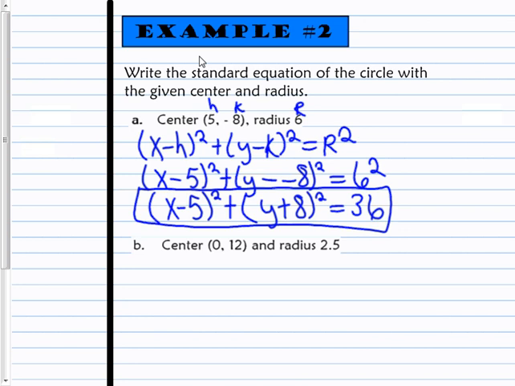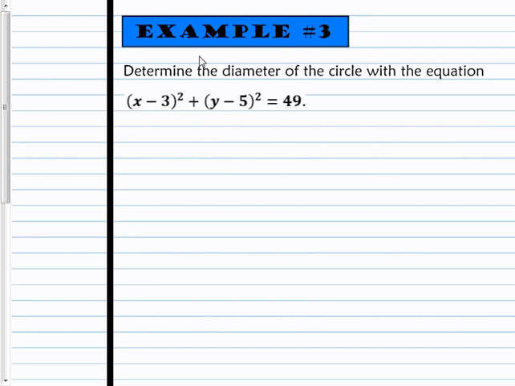If you want to try example 2b on your own, go for it. We will do that one in class. We will do example 3 in class also.